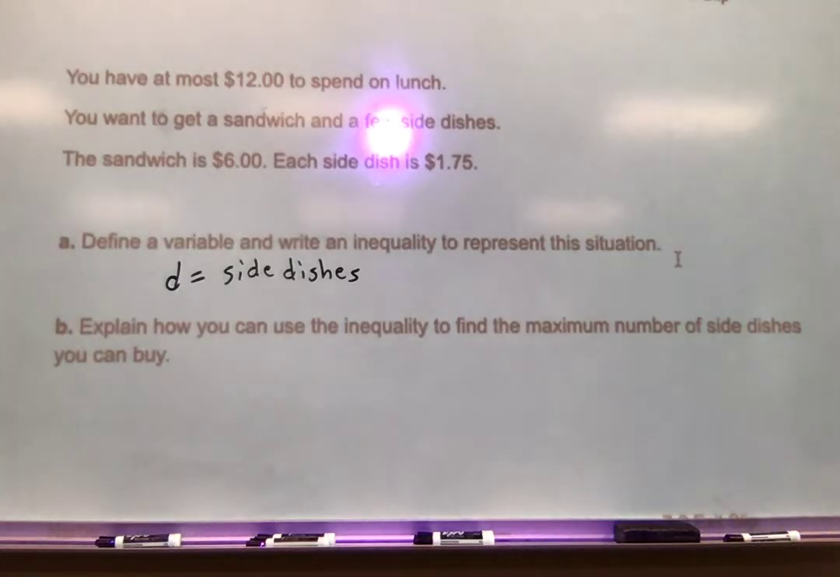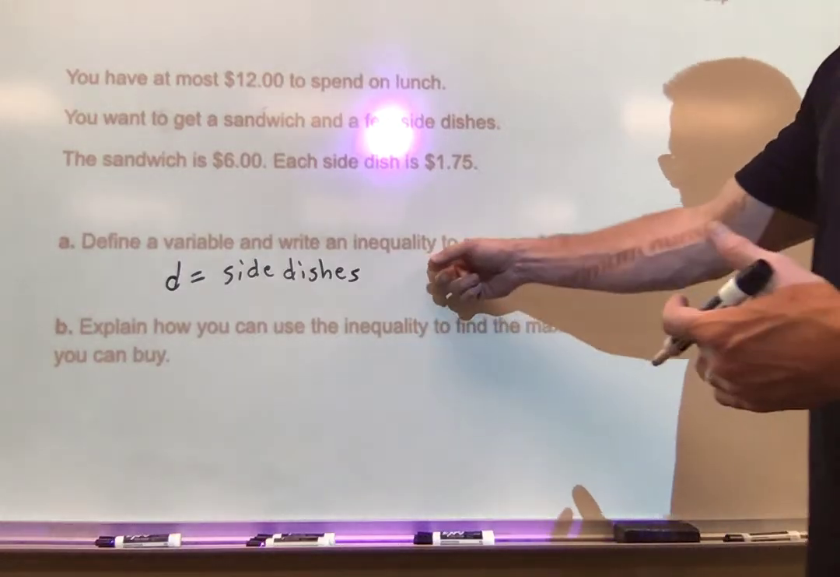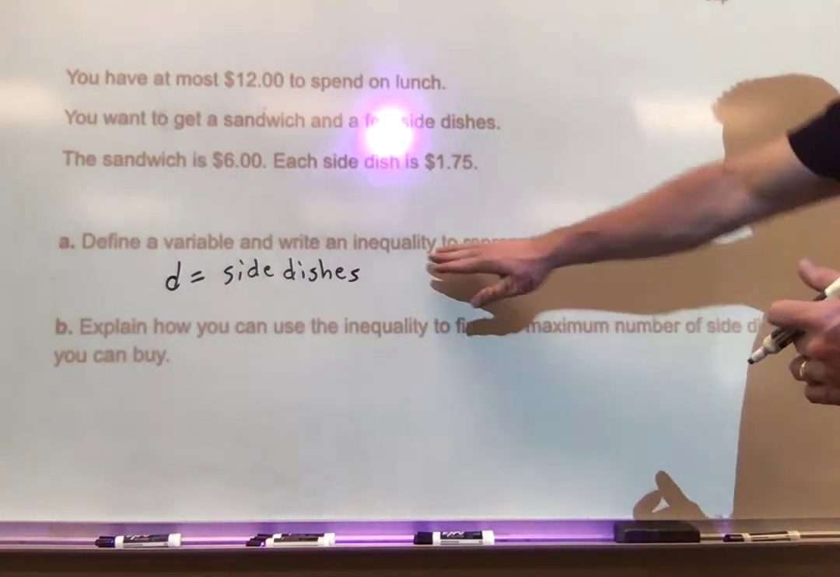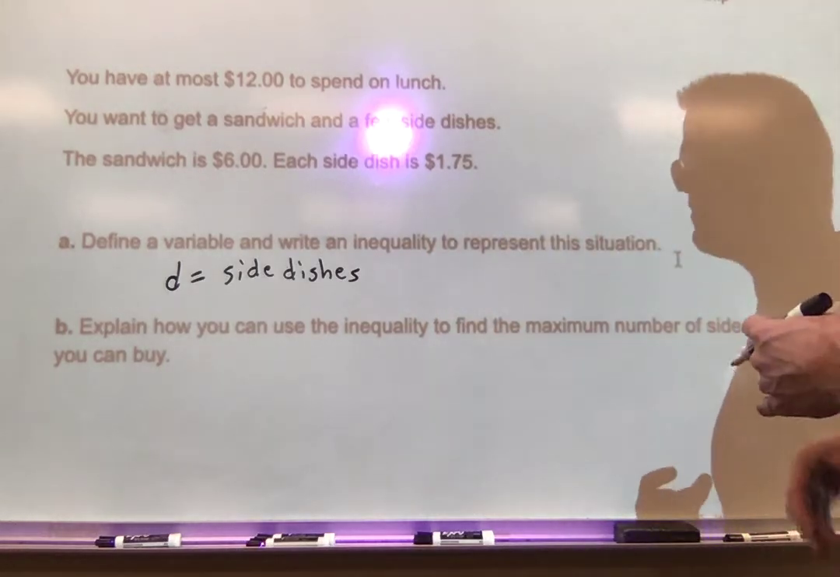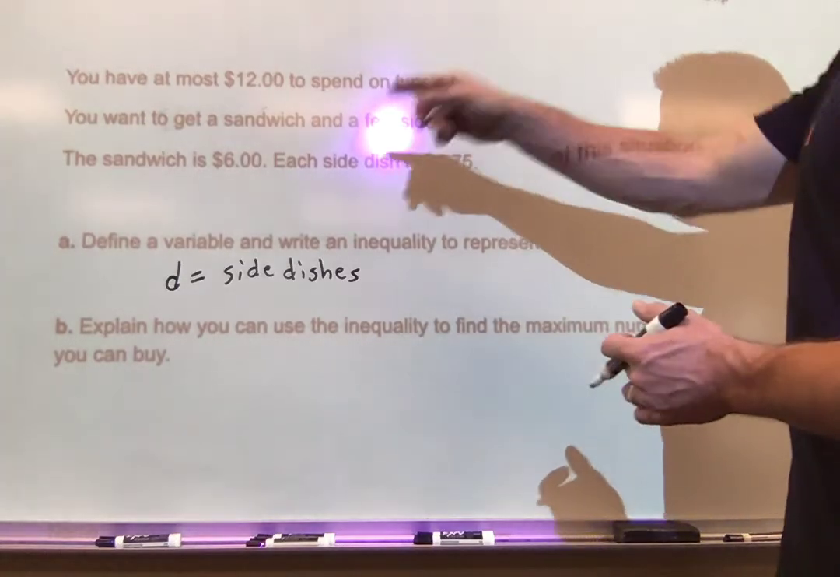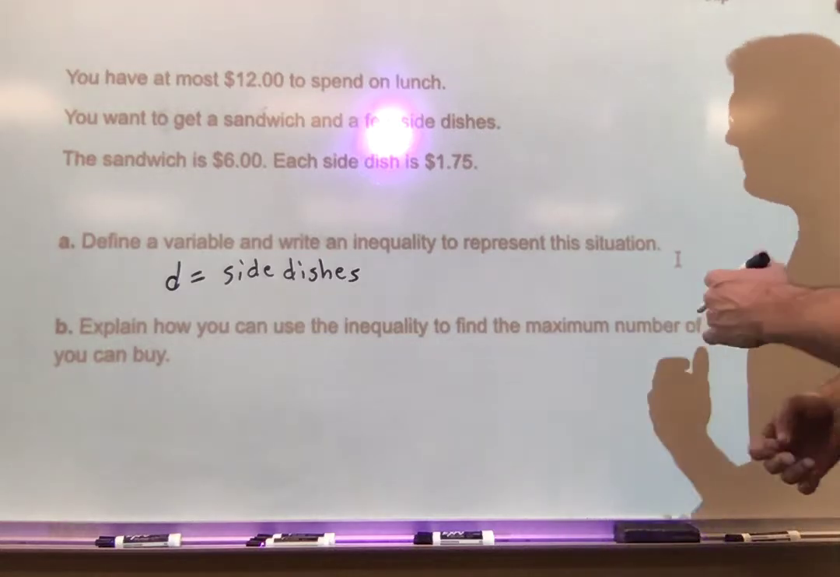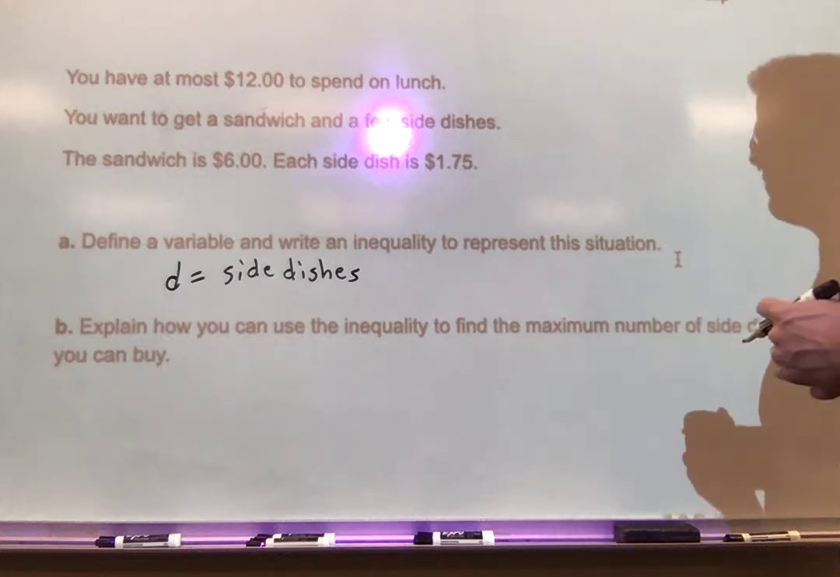So we're supposed to explain how we can use an inequality to help us. So I've got to write an inequality here to solve this. I'm going to write the inequality, guys, up here where I have a little more room. This is where your brain has to put together what's going on here. I see that I'm buying a sandwich and side dishes, and then it has to be less than or equal to $12. And we're not going to worry about tax if there were tax involved. Okay, we're not going to worry about that here.